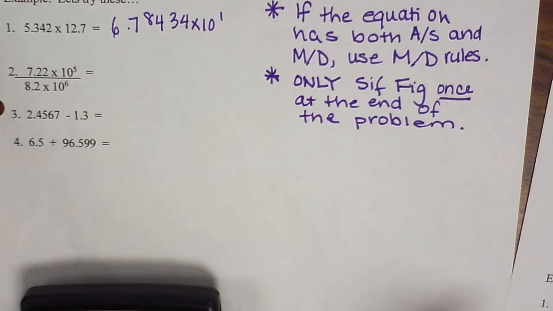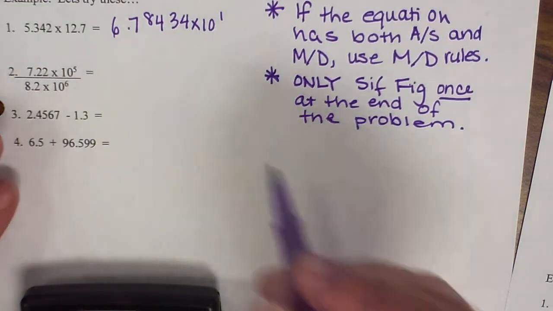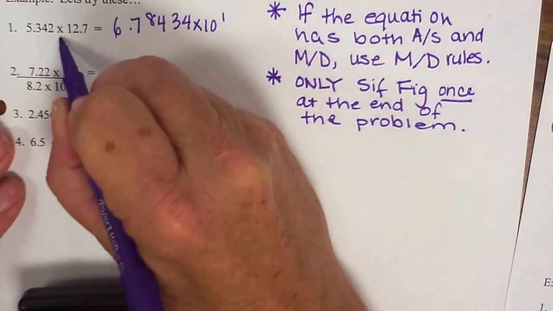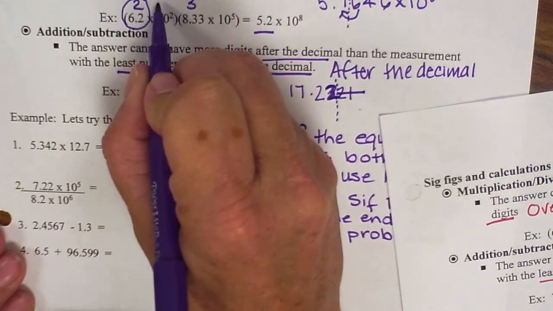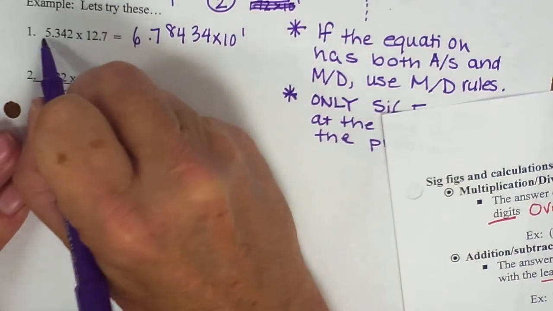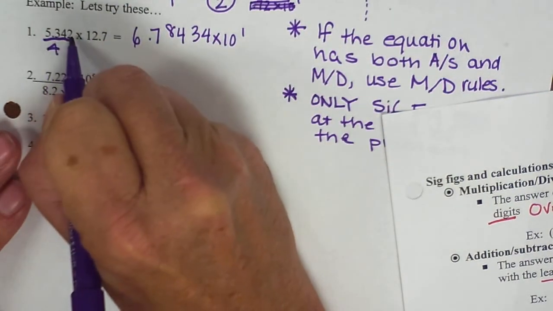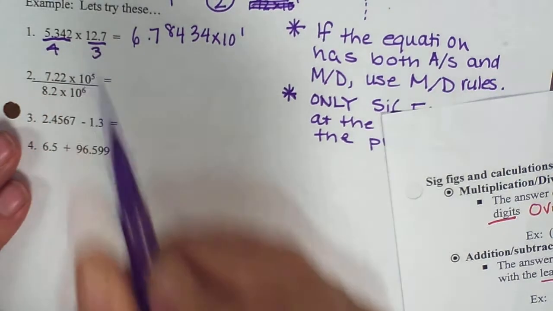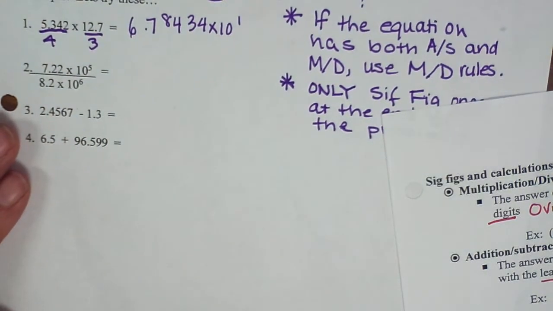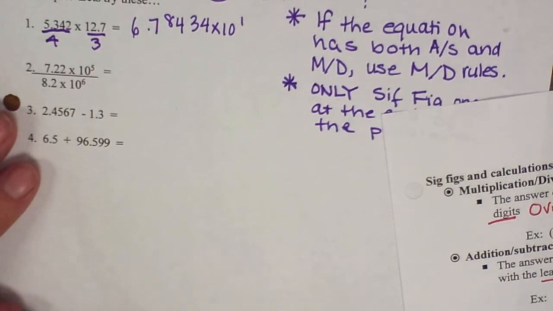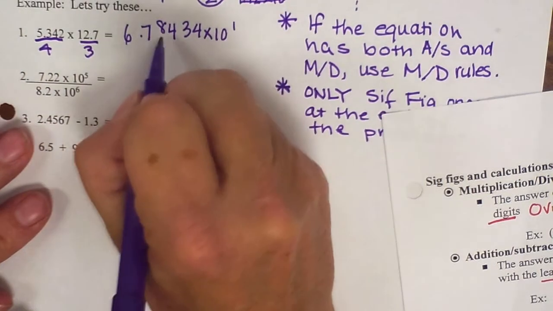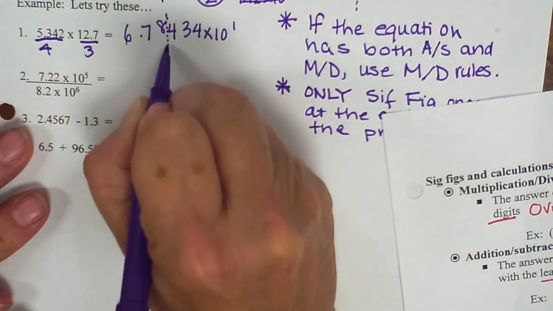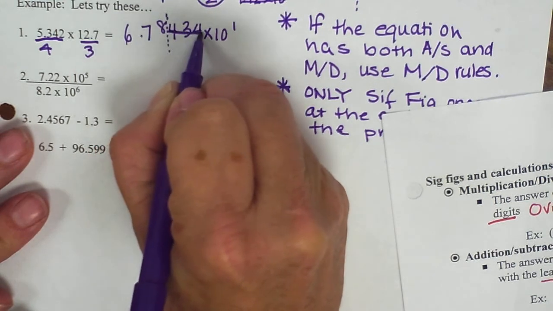Okay, so I see 4, I see 1. The answer is 3. So here, multiplication, the overall number. I have 4 non-zeros here and 3 non-zeros here. So the lowest number that I have is 3. So I'm going to draw my line. It's a 4, so I'm going to cross these out.